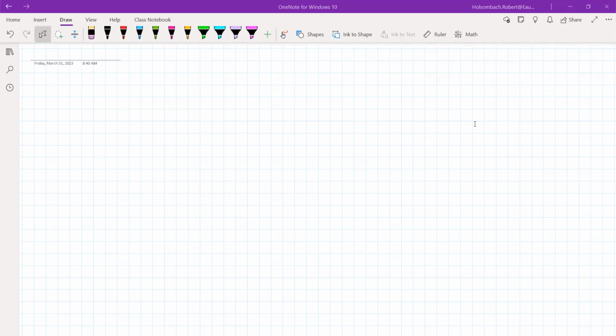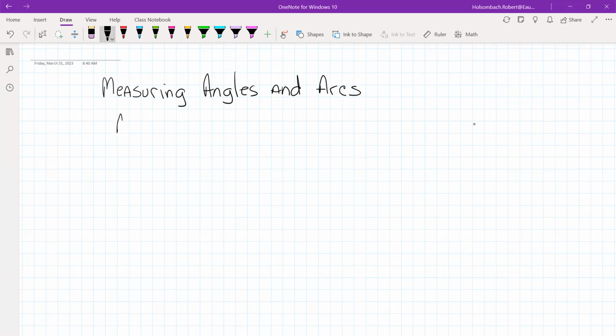All right, page 706 today. We are going to be working with and talking about measuring angles and arcs. Measuring angles and arcs. So, a central angle.